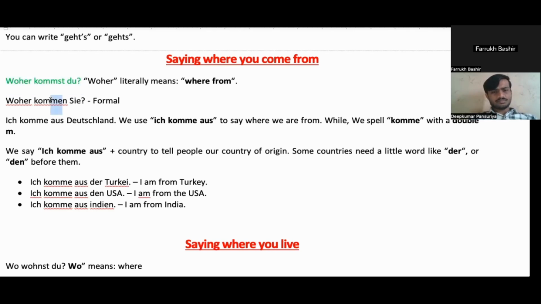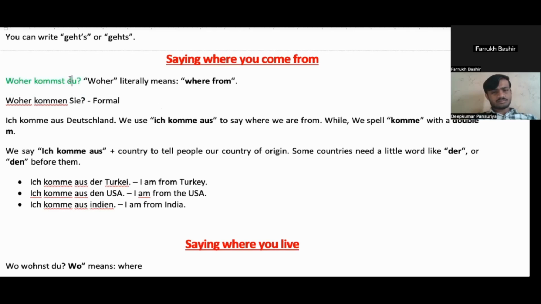Why we use komme here and why we use kommen here, we will learn in the next few lessons when we cover verb conjugation, and then we can easily understand. Now it's too early to discuss verb conjugation. We can just understand a few phrases and then we will start conjugation.